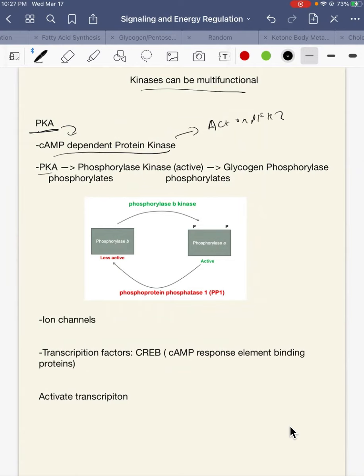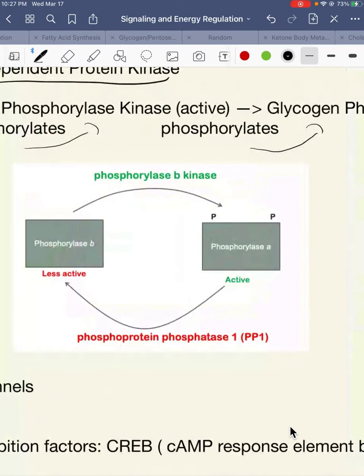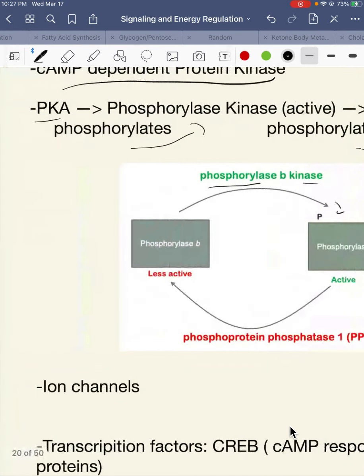PKA can phosphorylate phosphorylase kinase. Phosphorylase kinase phosphorylates glycogen phosphorylase. Okay, what does this mean? If we remember when we talked about glycogen phosphorylase, glycogen phosphorylase is what breaks down glycogen. Phosphorylase kinase puts phosphorylase in the active state. So it phosphorylates it, so it's able to break down glycogen.